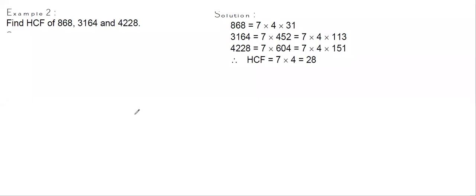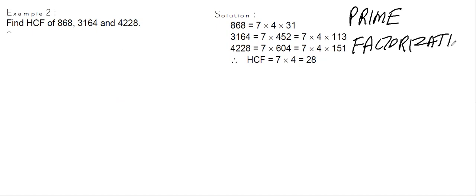Okay. Now find the HCF of 868, 3164 and 4228. There are two ways to find the HCF of this. One is called the prime factorization method. In the prime factorization method, what we do is find the factors of all the three numbers.